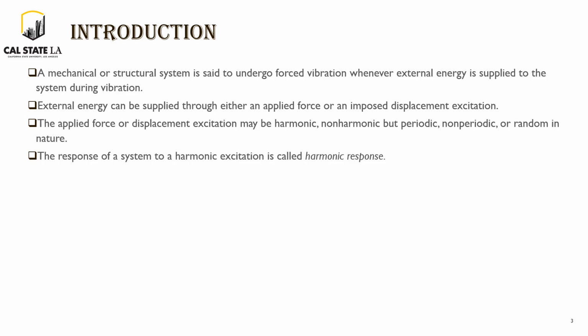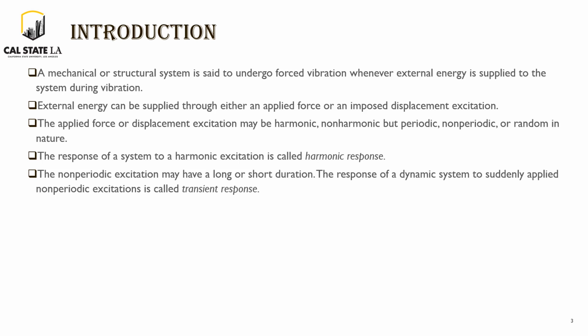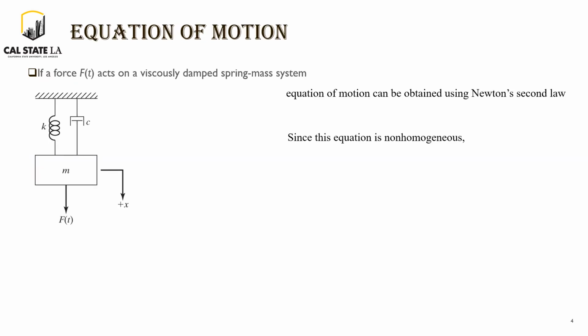The response of a system to a harmonic excitation is called a harmonic response. The non-periodic excitation may have a long or short duration. The response of a dynamic system to sudden applied non-periodic excitations is called a transient response.